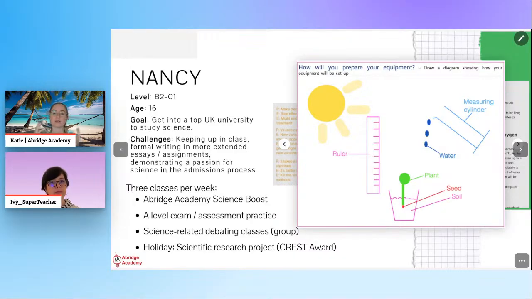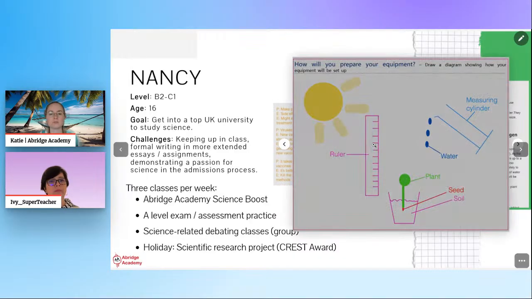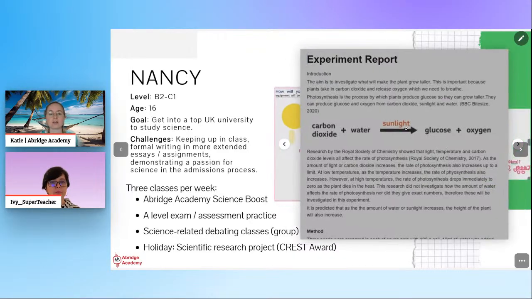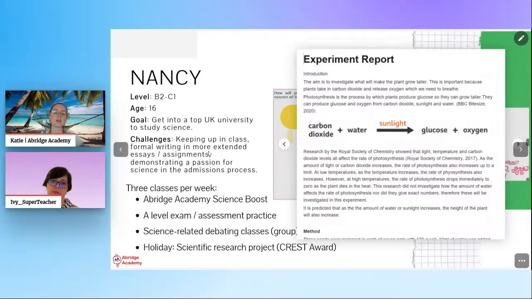So doing her own independent science project and then entering it for a competition was something that we worked on together. She put together an experiment report. She did her own experiments. We practiced developing her academic writing skills while doing this, but without it feeling like a school report, because it wasn't for school. It wasn't a formal assignment. It's something she was doing for fun.